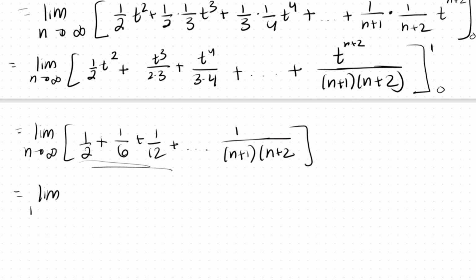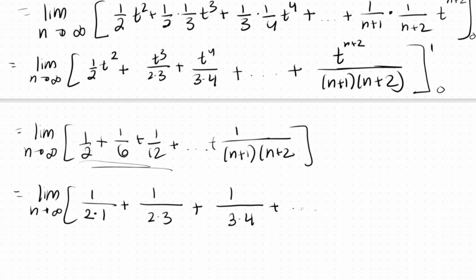We can write this as 1 over 2 times 1 plus 1 over 2 times 3 plus 1 over 3 times 4 plus dot dot dot plus 1 over (n plus 1)(n plus 2). It's the exact same thing. I just split 6 into 2 and 3, 12 into 3 and 4, just like over here. So not much of a difference at all.